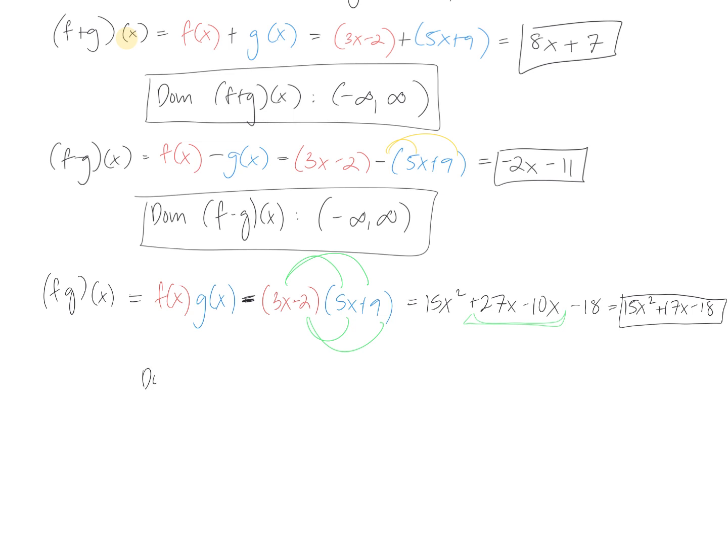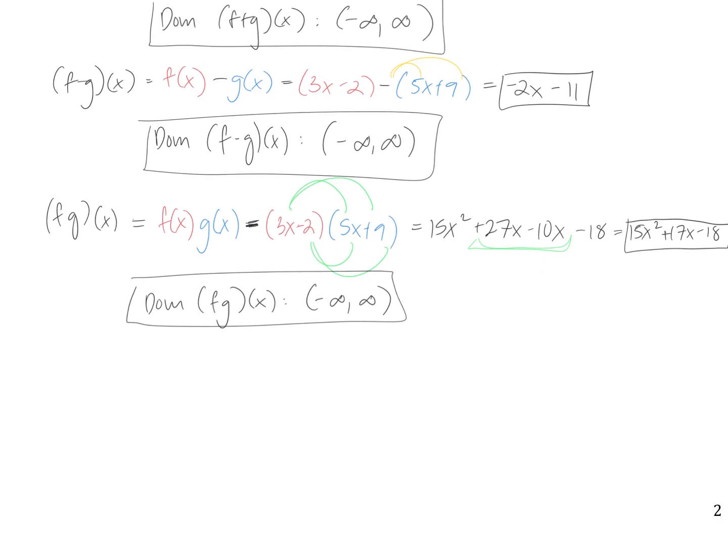So what's the domain? Again, based on our definition at the very beginning of this lecture notes, the domain of multiplication is just going to be the intersection of the two domains, which again doesn't change. It's going to be negative infinity to positive infinity. Okay, 3 down, 1 more to go.